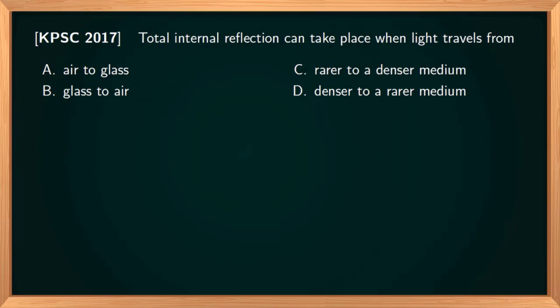This is a question asked in Kerala PSC 2017. Total internal reflection can take place when light travels from, options are: A, air to glass; B, glass to air; C, rarer to denser medium; and D, denser to rarer medium. We have already discussed that total internal reflection takes place when light travels from a denser to a rarer medium. So there are two options that are correct. Option B is glass to air. Here glass is the denser medium and air is the rarer medium. But the more general answer for this question is option D. So the correct option is option D.